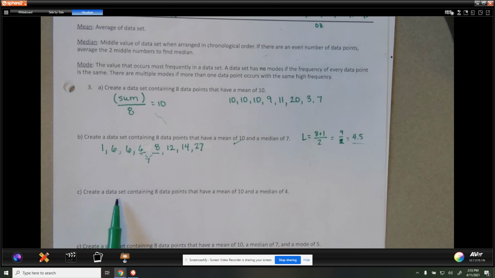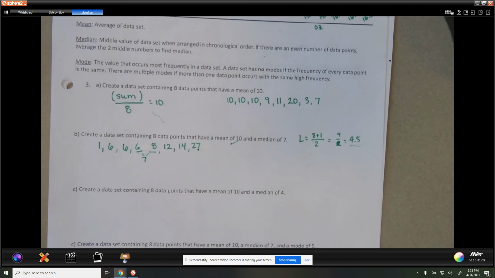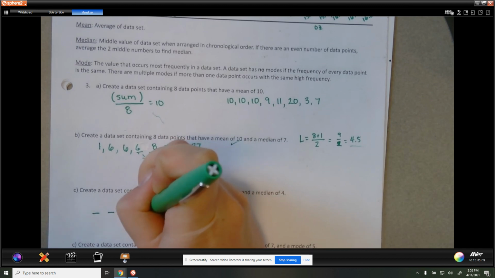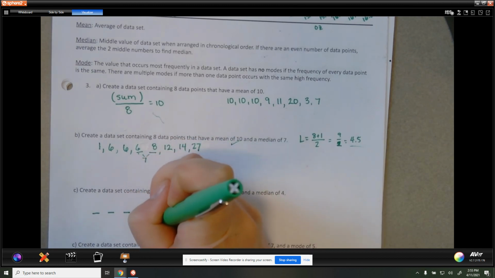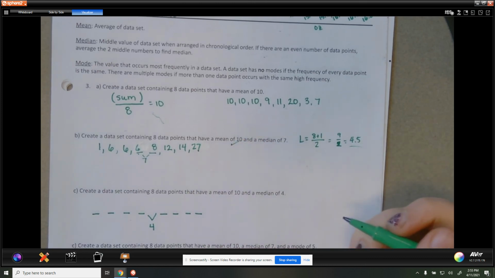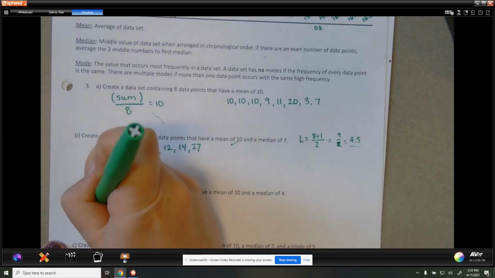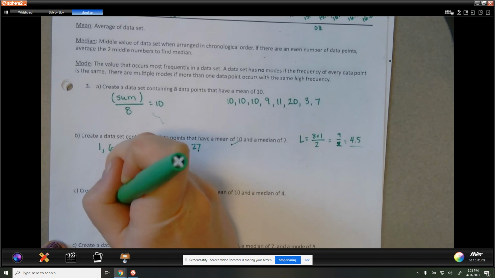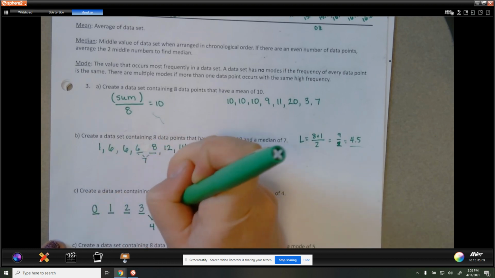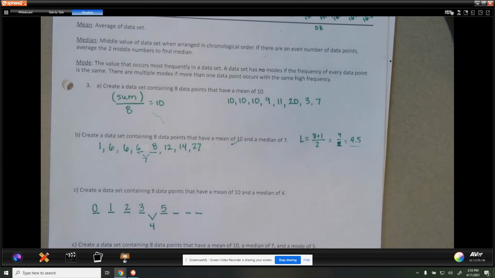Then create a data set containing 8 data points that have a mean of 10 and a median of 4. All right, so same idea. We've got 1, 2, 3, 4. In the middle, I got to have a 4, 5, 6, 7, 8. All right, so we've got to have some low numbers here. So let's say I have 0, 1, 2, 3, and 5. So then my median is 4.